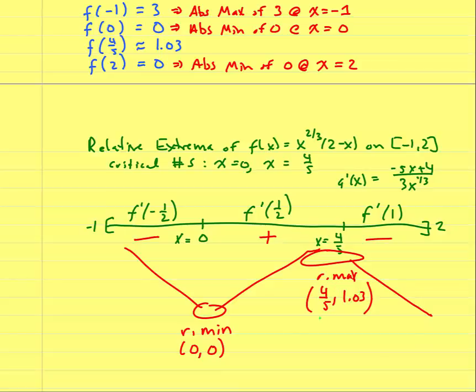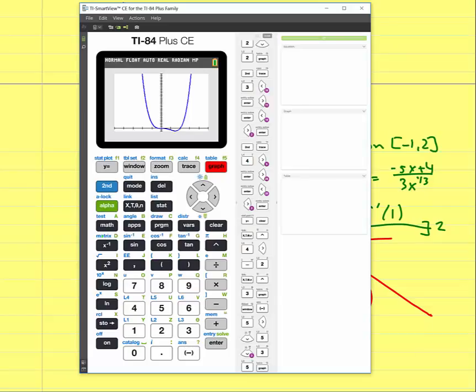So it turns out that (0, 0) is an absolute min and a relative min. And this point at 4/5 is just a relative max. It's not an absolute extrema. So we can graph this if we want. It's kind of a strange little graph.